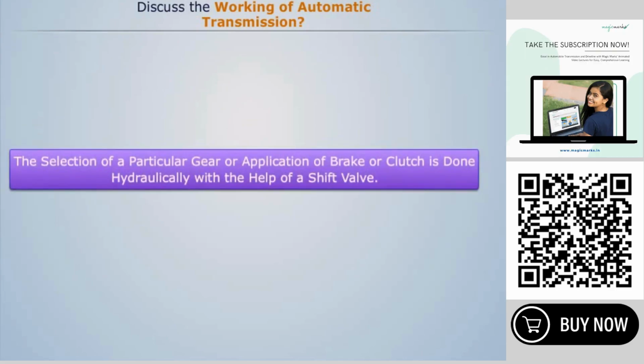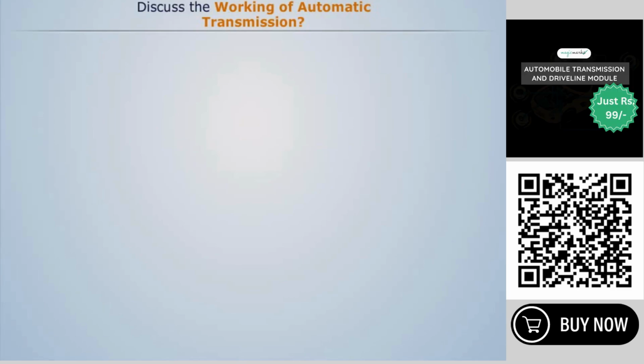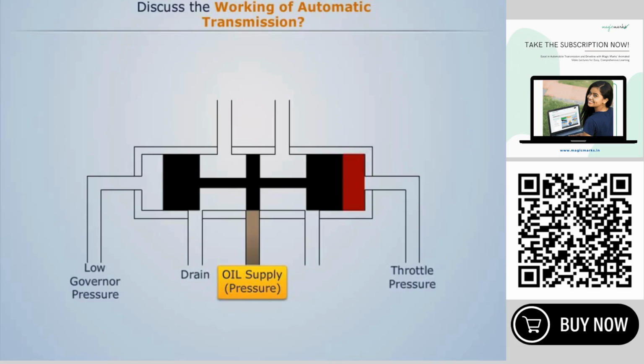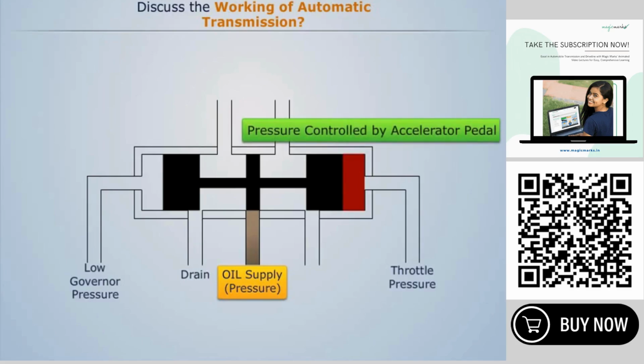Now the selection of a particular gear or application of brake or clutch is done hydraulically with the help of a shift valve. A simplified sketch of such a shift valve can be shown as: here the oil pressure on governor side of the shift valve is controlled by the car speed, whereas the oil pressure on the throttle side of the shift valve is controlled by the accelerator pedal.